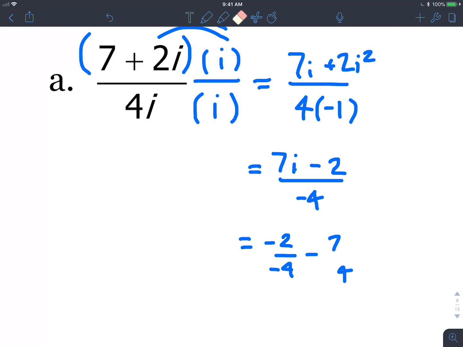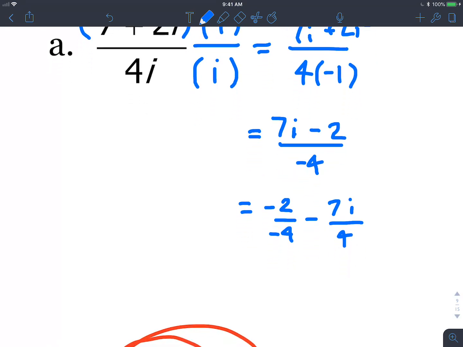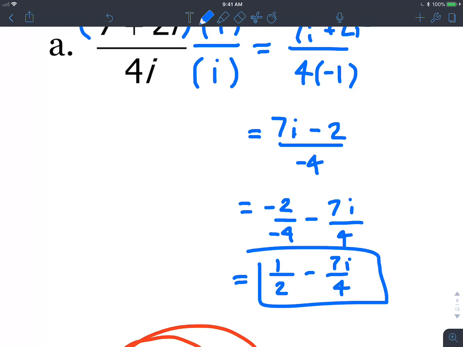Clean that i up. And I'm actually kind of glad we got to this one here because this has got a crucial thing here. You always reduce your fractions, and then you also always cancel out your negatives. So negative 2 over negative 4 will reduce to positive 1/2. And then 7i over 4 does not reduce. So you just write that. So always reduce your fractions.